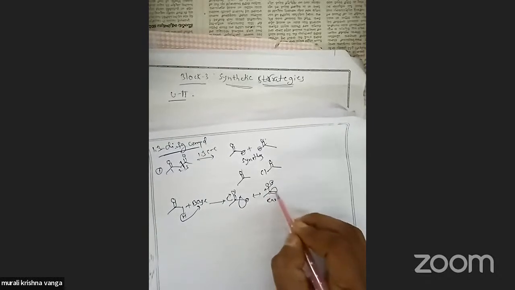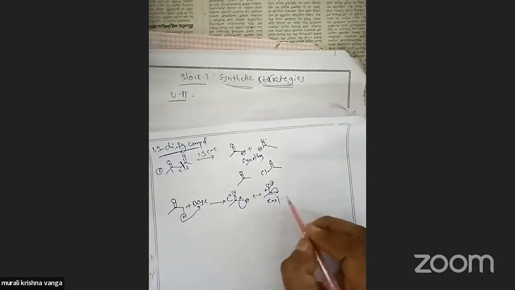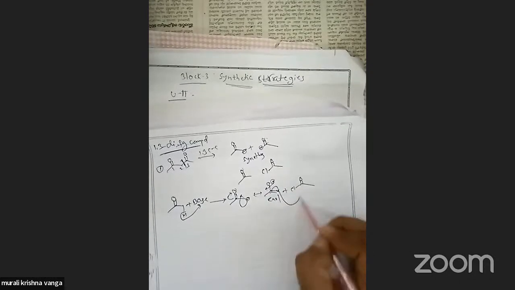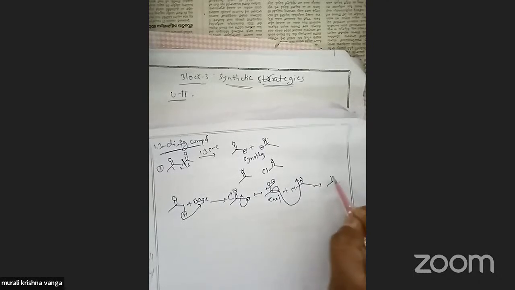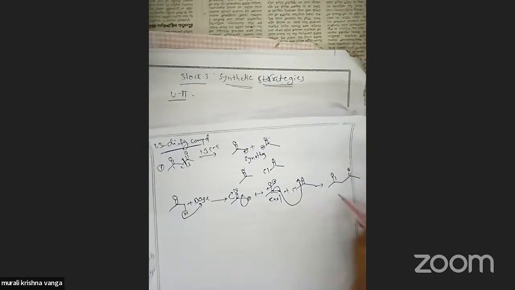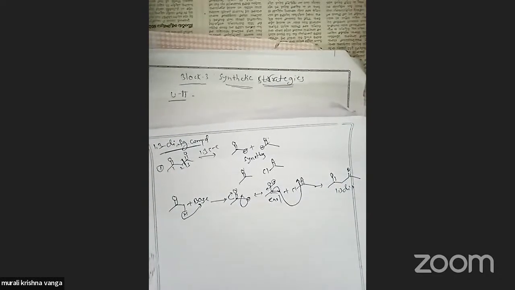This enol, when reacted, is converted again into an alpha negative charge. When this reacts with acid chlorides and replacement of chlorine takes place, attacking here, then the products are 1,3 difunctional compounds. 1,3 dicarbonyl compounds are the products.